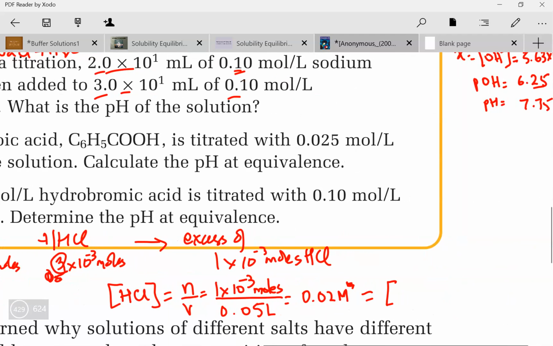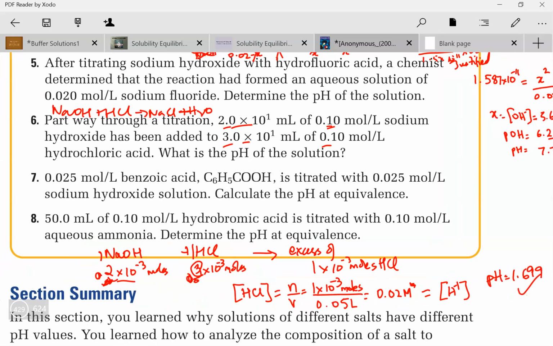And therefore, that is also my concentration of H+, because it is a strong acid. It completely dissociates. My concentration of acid equals concentration of H+. So I do negative log of this here, and I get a pH of 1.699, and therefore that is the correct pH. Okay.